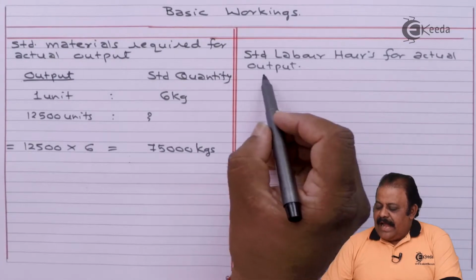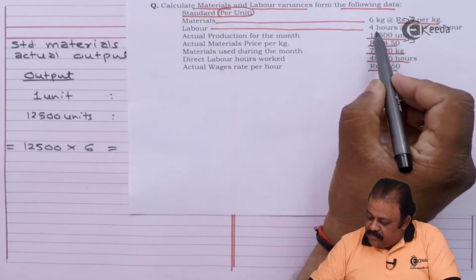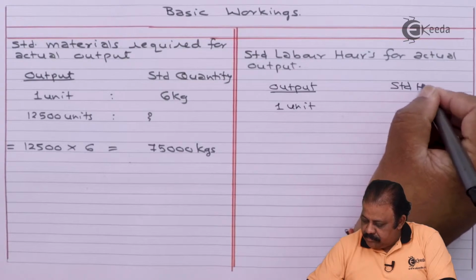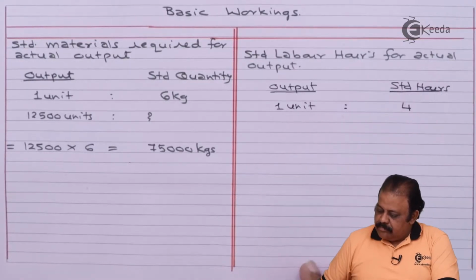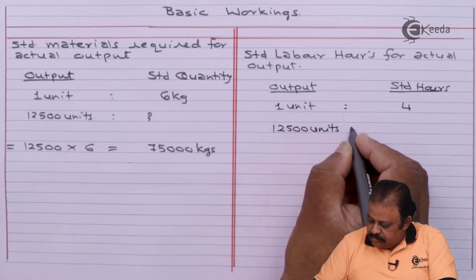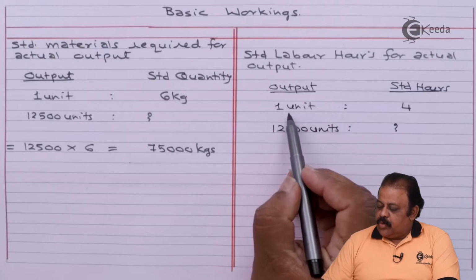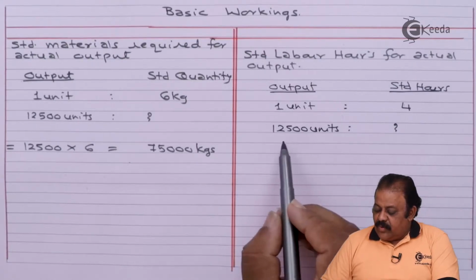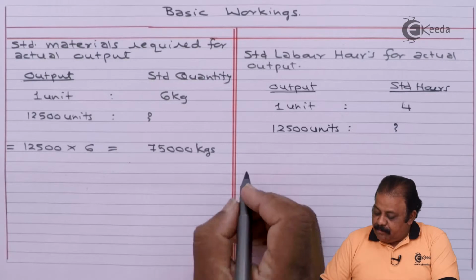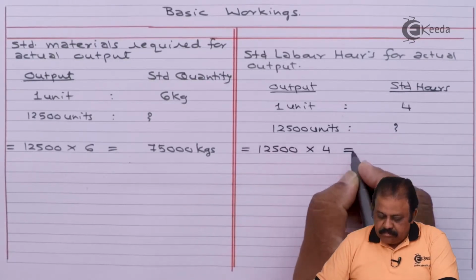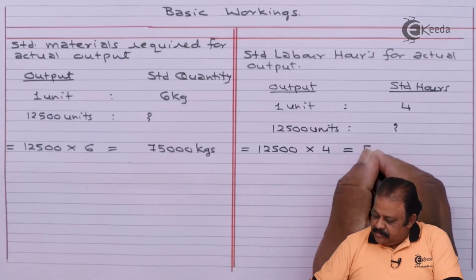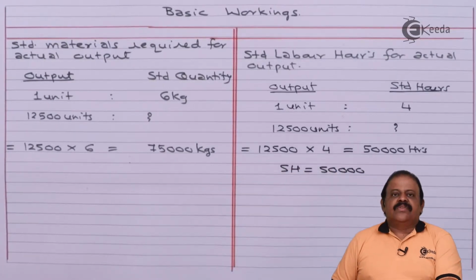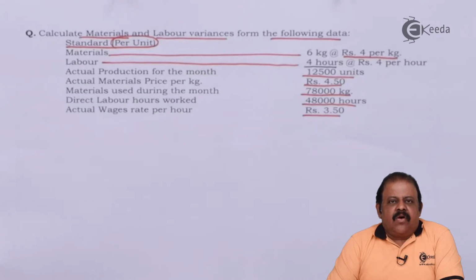Standard labor hours for actual output. Standard labor 4 hours. For one unit of output, 4 standard hours are required. Then for 12,500 units, how many hours will be required? So it is 50,000 standard hours. Let us first calculate material cost variance.